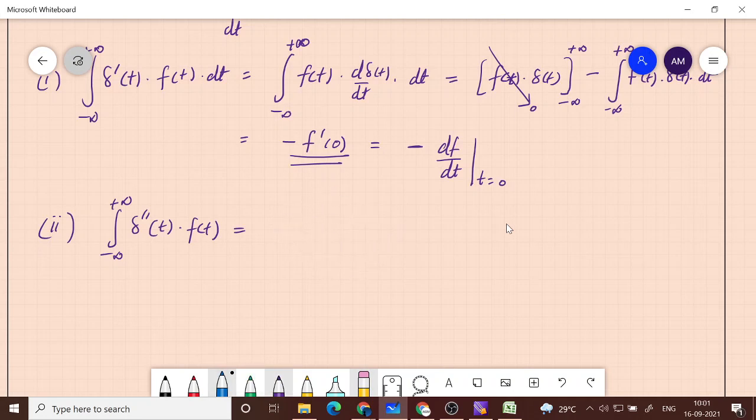Okay, so we have this, right? If I apply integration by parts, what will happen? I take this as the first function and this as the second function. So minus infinity to plus infinity, the first function is this, and then this is d square delta of t by dt square dt. Now if I apply integration by parts, the first function into the integral of the second is what? Double derivative. When you integrate, you will get the single derivative, right?